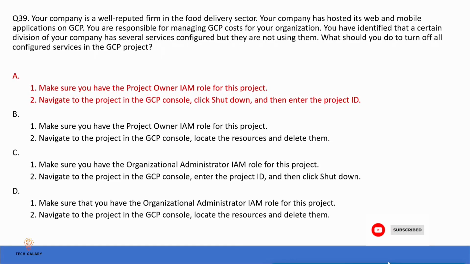So if you want to turn off the configured services in the GCP project, these are the processes which you need to follow. So option A is correct. Now let's take a look at option B.